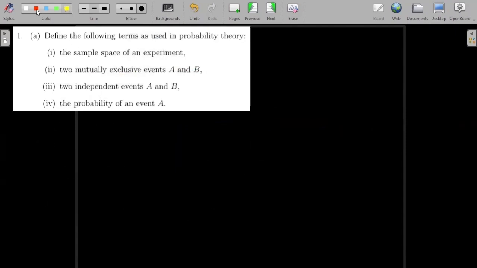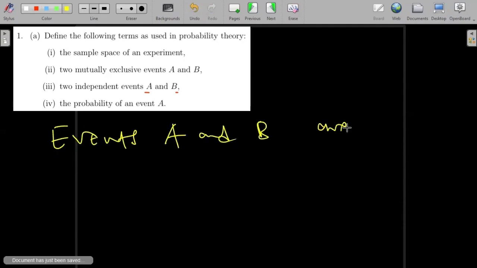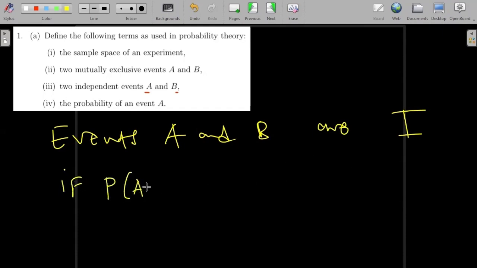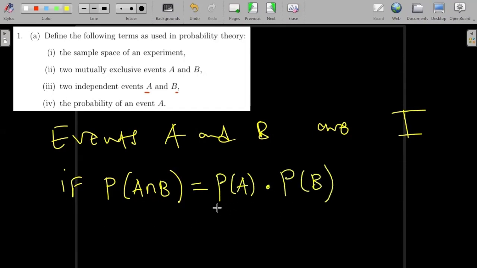All right. Let's look at the third definition. The third definition, they're saying define two independent events A and B. There we are going to say events A and B are independent if the probability of A intersection B is the same as the probability of A multiplied by the probability of B. If this situation holds here, we are going to say that these two events A and B are independent.